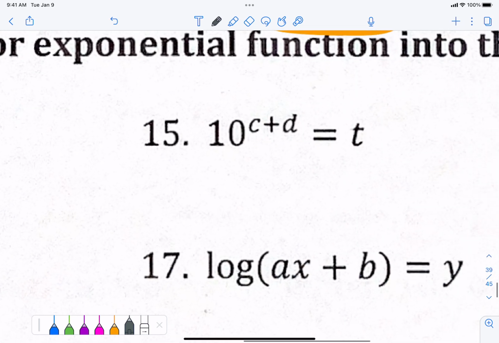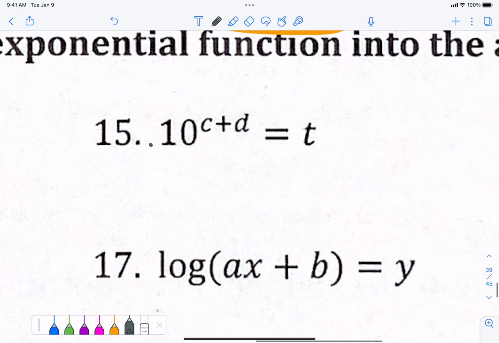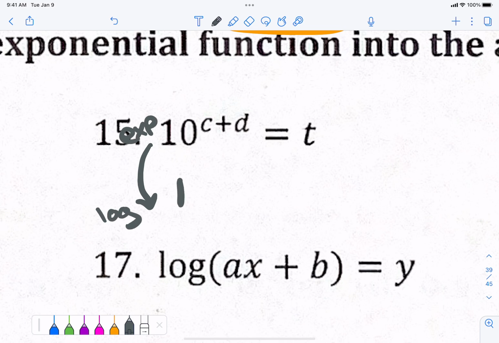All right? 15. Let's bump over here. Is this a log or an exponential? It's exponential. So we have to make it log, right? What's the base of the log? 10. Log base 10 of?